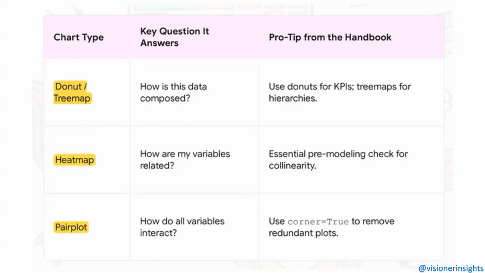So let's wrap this all up with a quick cheat sheet for you. If you're asking, how is this data made up? Boom, you grab a donut for KPIs or a tree map for hierarchies. If you need to know, how are my variables related? The heat map is your best friend. And if you absolutely need the full picture, how do all my variables interact with each other? Well, that's when you bring out the big gun, the pair plot. So the next time you open up a new data set, which one of these tools are you going to use first to uncover the story that's hidden inside?